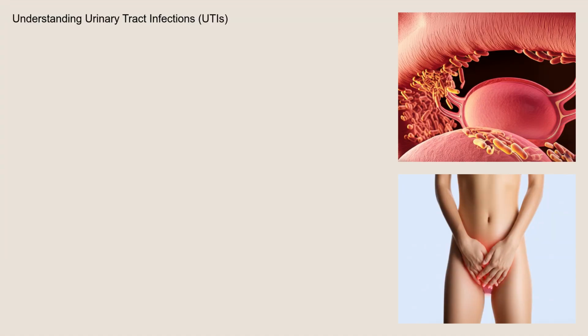UTIs are incredibly common, especially among women. This is primarily due to their shorter urethra, which makes it easier for bacteria to reach the bladder. It's estimated that over 50% of women will experience at least one UTI in their lifetime. While UTIs are less frequent in men, they can occur, particularly in older men with prostate enlargement.